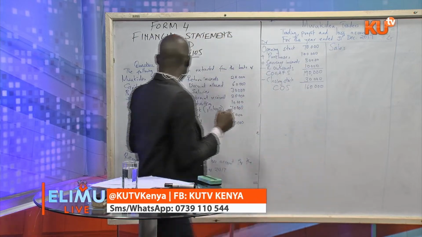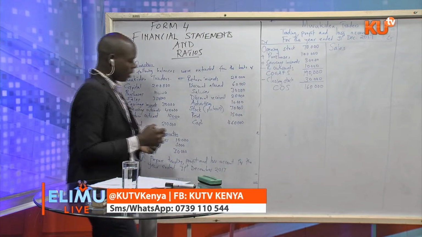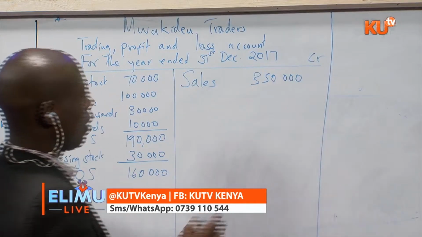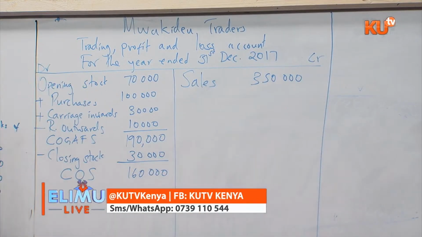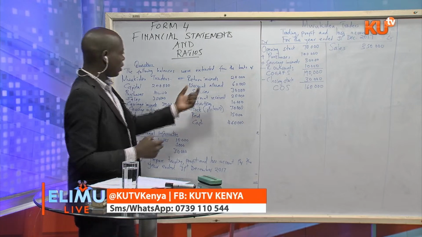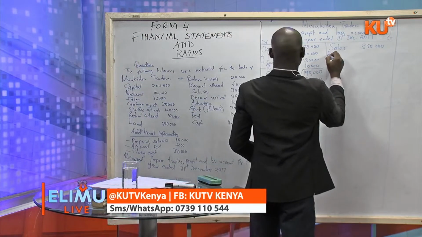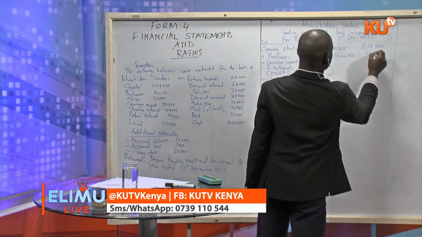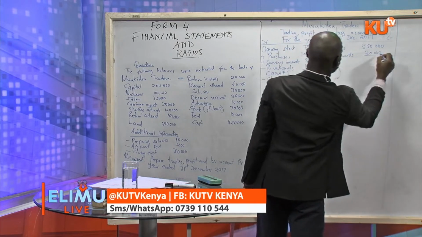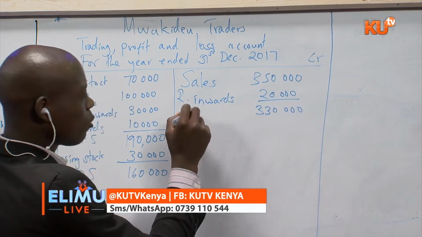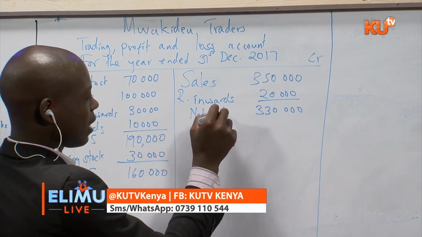We record sales because sales is given here as 350,000. So we record 350,000. We subtract sales returns, or returns inwards. That is 20,000. This gives us a figure. We have 330,000, and this one is what we call net sales.